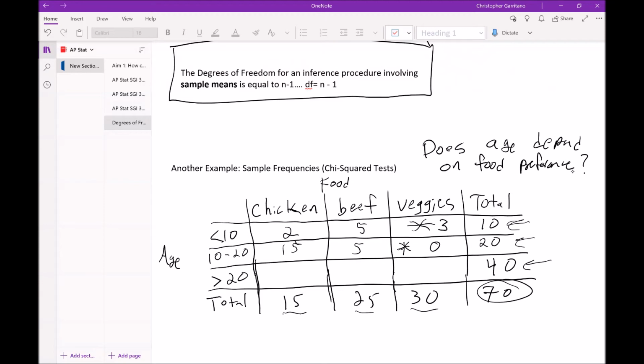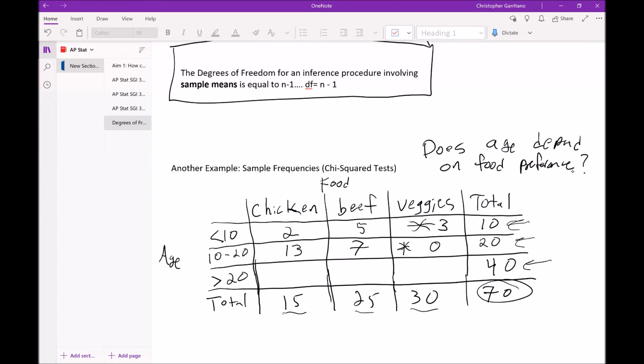Oh, actually, I see I messed up. Going back, the total column for chicken was supposed to only be 15. So let's say this was 13 and this was 7. Okay, 13 and 7. My bad. All right.